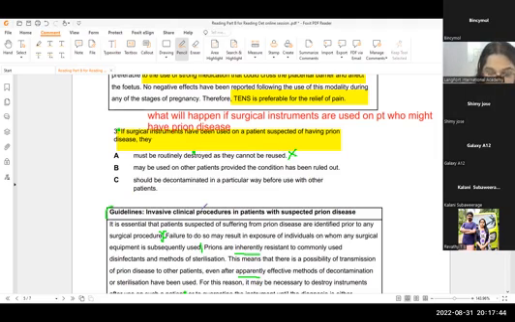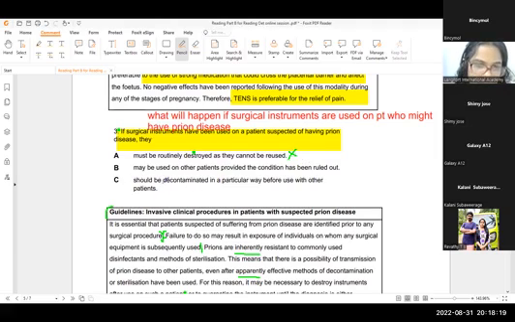If surgical instruments have been used on a patient suspected of having prion disease, they may be used on other patients provided the condition has been ruled out. So you can use this. You can use it on other patients as long as you've confirmed that the person does not have the disease. Okay, let's read the last option, Sangeeta.